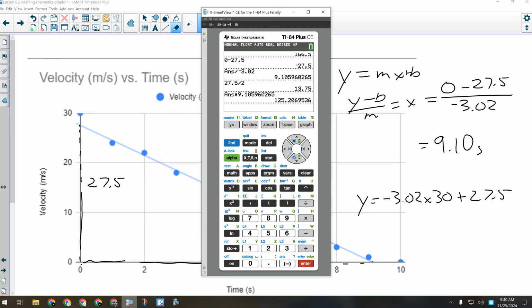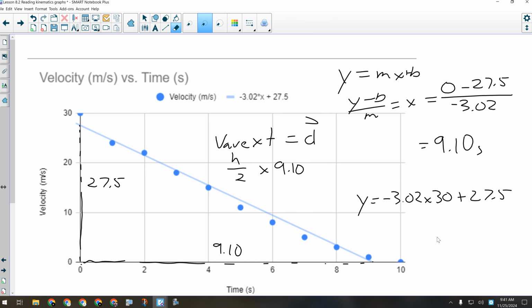Is it okay that we get a negative number here? Yeah, it absolutely is. At time 9.1 seconds, it's already at 0, so it's definitely going to be going backwards after that. So negative 63.1 meters per second would be our velocity at 30 seconds.